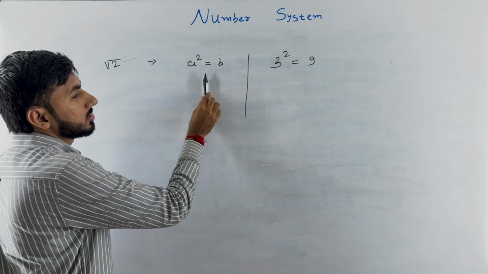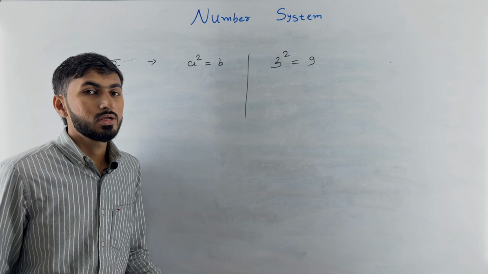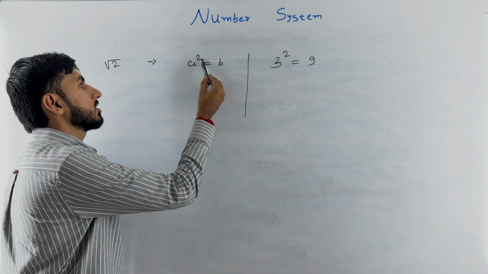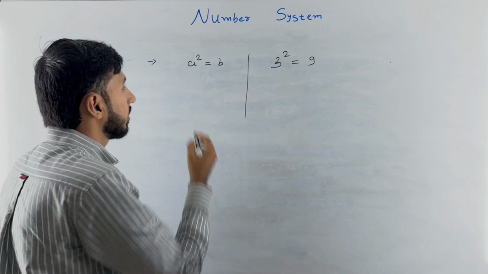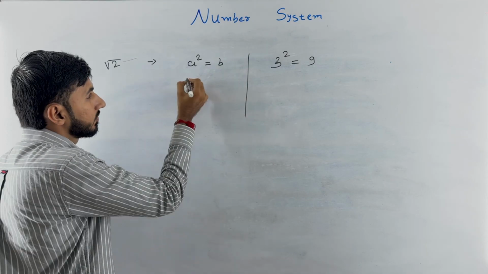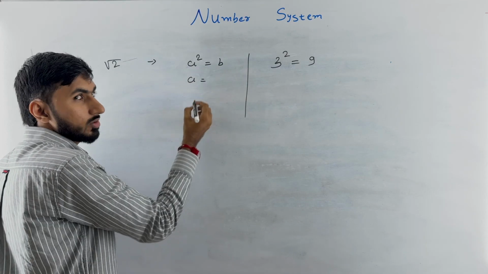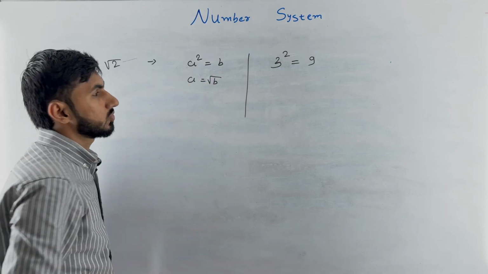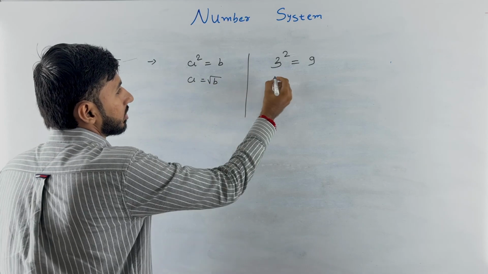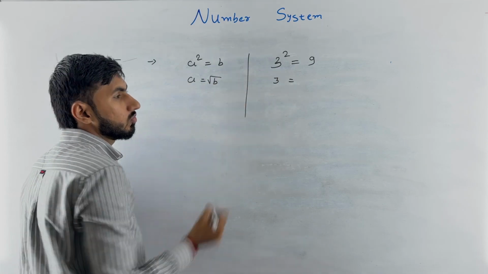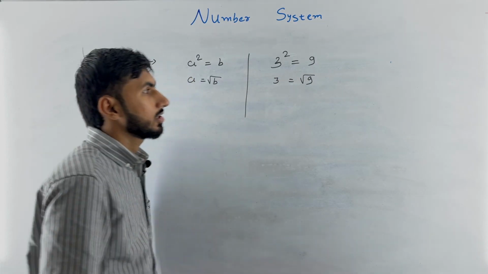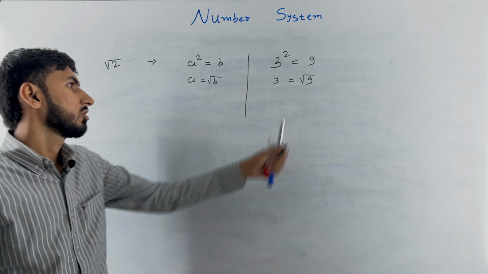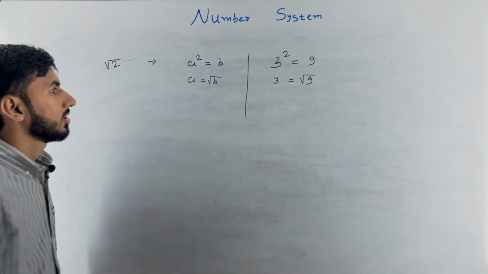We will understand these things by example, right? Here I have written a square equal to b, 3 square equal to 9. Now what if I remove the square from this side? If I remove the square from this side, I have to put a square root on the other side, right? So 3 equal to the square root of 9. We all know that the square root of 9 is 3.